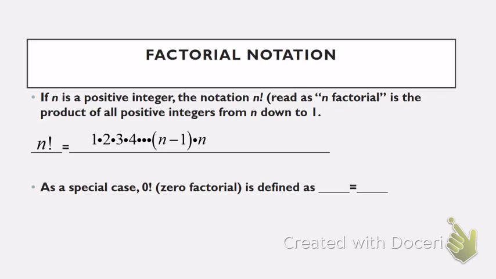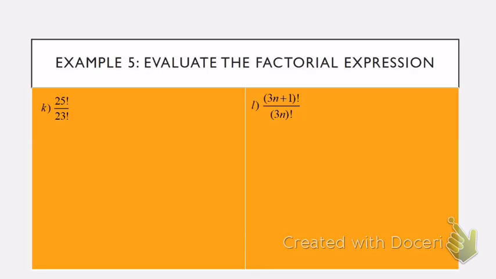There is one special case with factorial notation, and that's 0 factorial. And 0 factorial is always equal to 1. You do have a factorial button on your calculator. So get your graphing calculator out. Press pause if you need to.